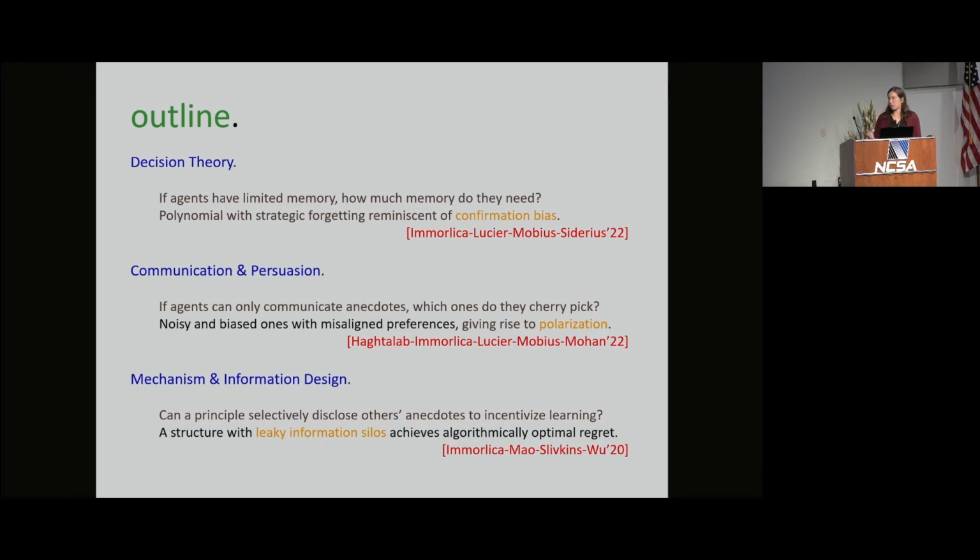And so what we show in this paper is that when you have anecdotes that are noisy and biased, when you have misaligned preferences, the anecdotes that you choose to talk about are going to be out in the tail of the distribution. They're going to be noisy and they're going to be biased, and therefore this is going to give, I'll show you, a force towards polarization in society, because you would rather talk to somebody whose preferences are aligned with yours because they'll send you less biased anecdotes.